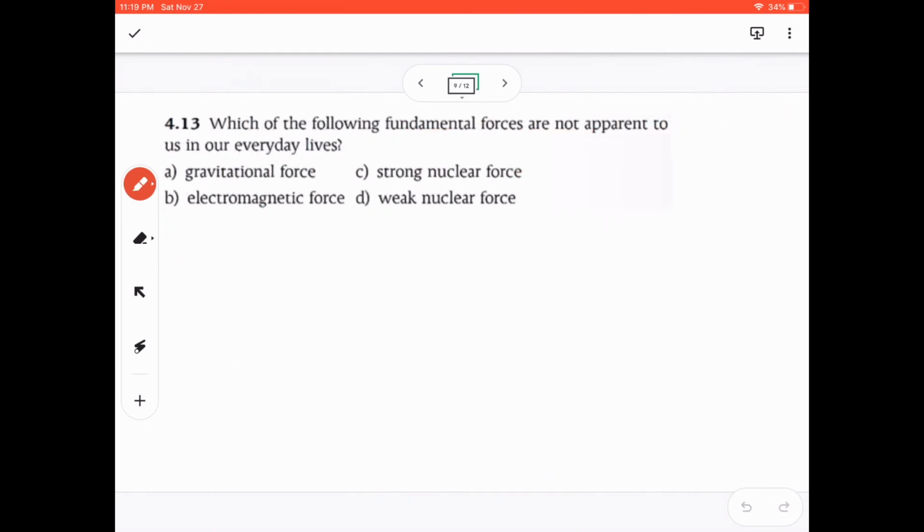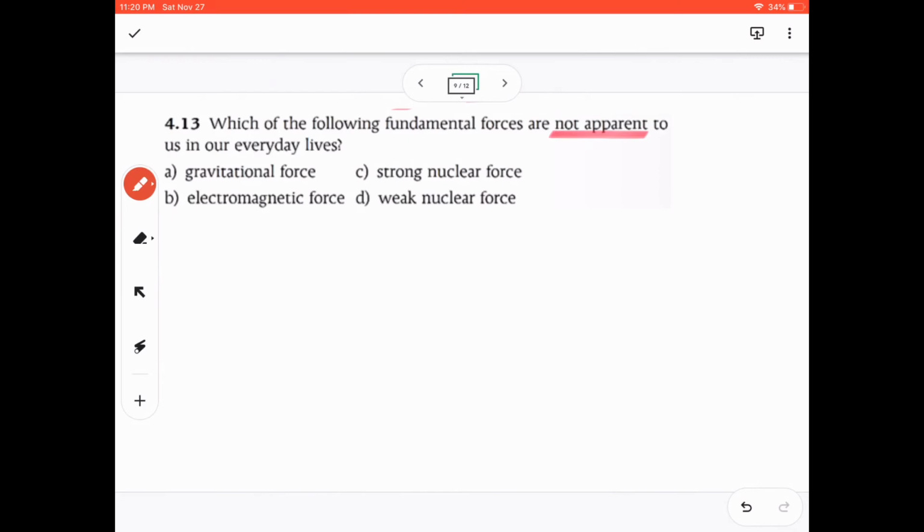Question 13. Which of the following fundamental forces are not apparent to us in our everyday lives? So all of these, A, B, C, and D, are fundamental forces, basic forces of nature. All right, but which ones can we not feel? Not apparent, meaning we cannot feel, we cannot see.